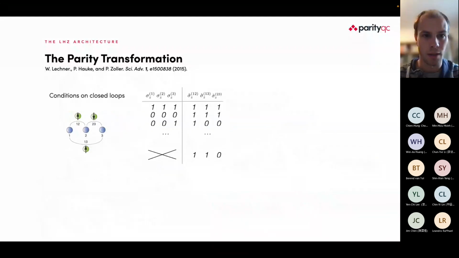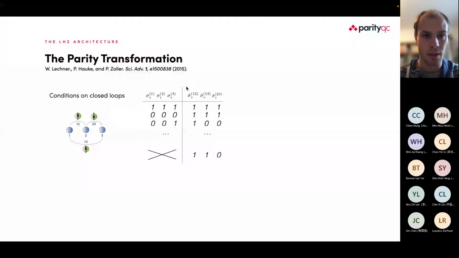All right, so let's now go a bit into how these constraints work. And these constraints are basically formed from conditions on so-called closed loops. A closed loop on a logical graph is a set of edges that form a closed loop. So for example, here, if we have logical qubits 1, 2, 3, the edges to which physical qubits correspond are 1-2, 2-3, and 1-3. They form a closed loop. And on this closed loop, we can now have the following conditions.